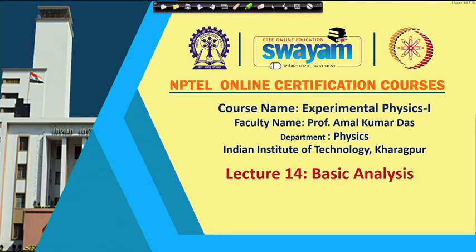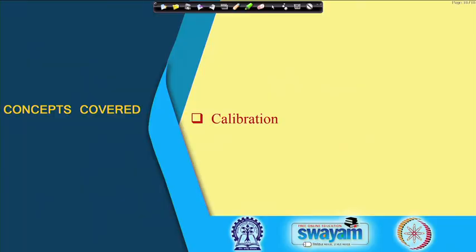So, we will continue our discussion on basic analysis in laboratory. Today I will discuss calibration. Basically, when we do a particular experiment, our aim is to find out some parameters, and for that we have to measure different parameters like temperature, like magnetic field, etc.